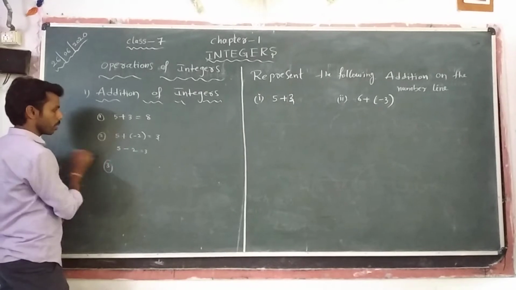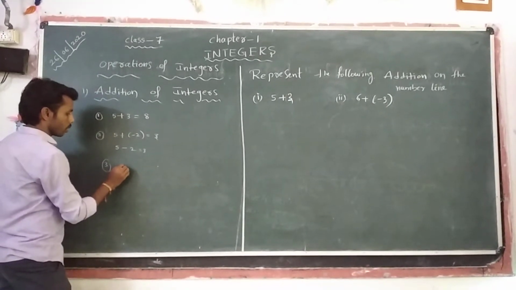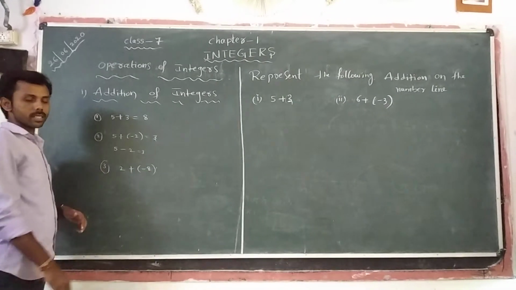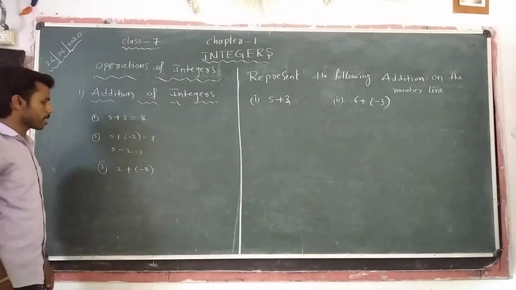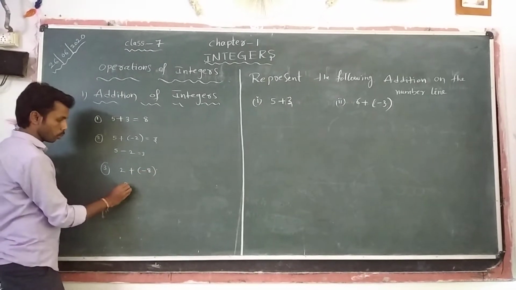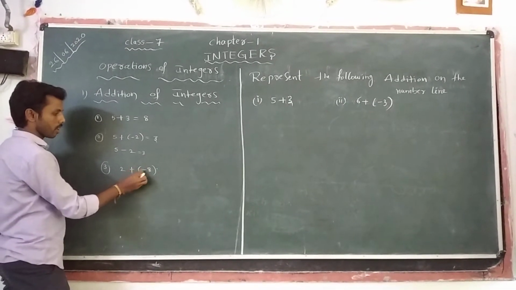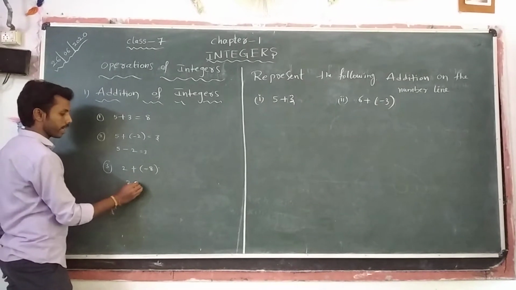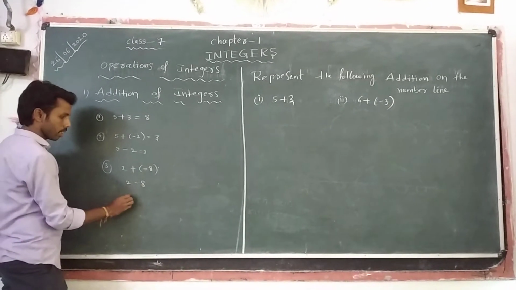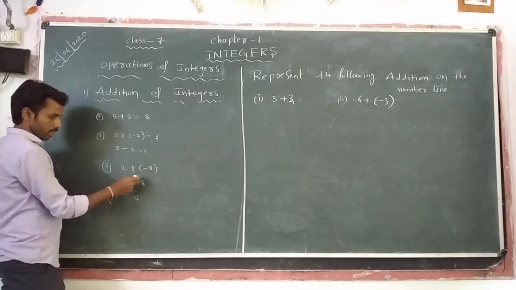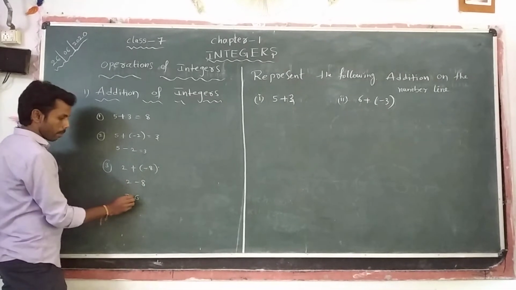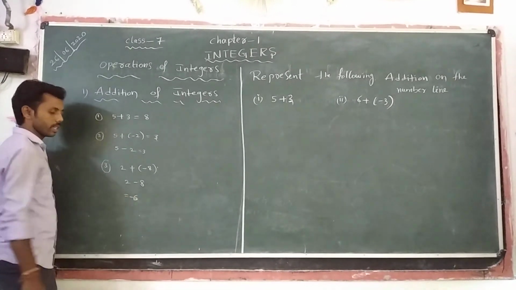Next, the third example: 2 plus minus 8. One is positive and the remaining one is negative. So 2 plus minus 8 is 8 minus 2, which is 6. Here the negative integer is bigger and the positive integer is smaller, so the answer is minus 6.